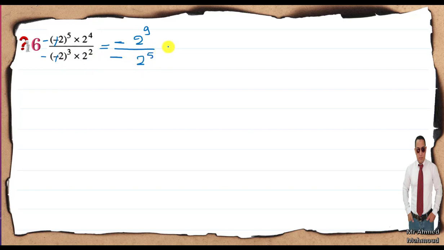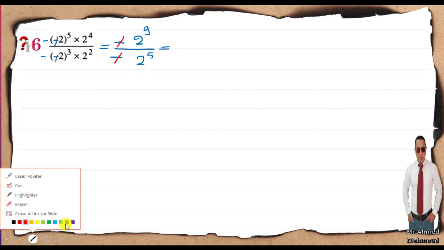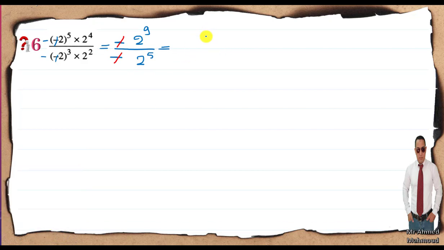Now, we studied before that negative over negative equals positive. So I'm going to cancel negative and negative like this and write down the rest of the steps. So it will be 2 to the power of 9 minus 5 equals 4. 2 to the power of 4 equals 16.